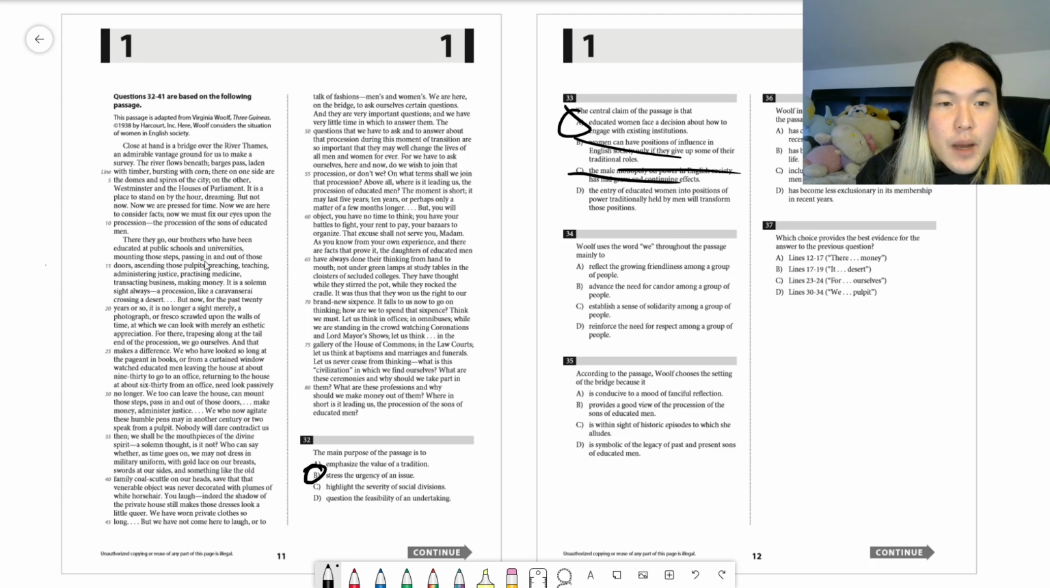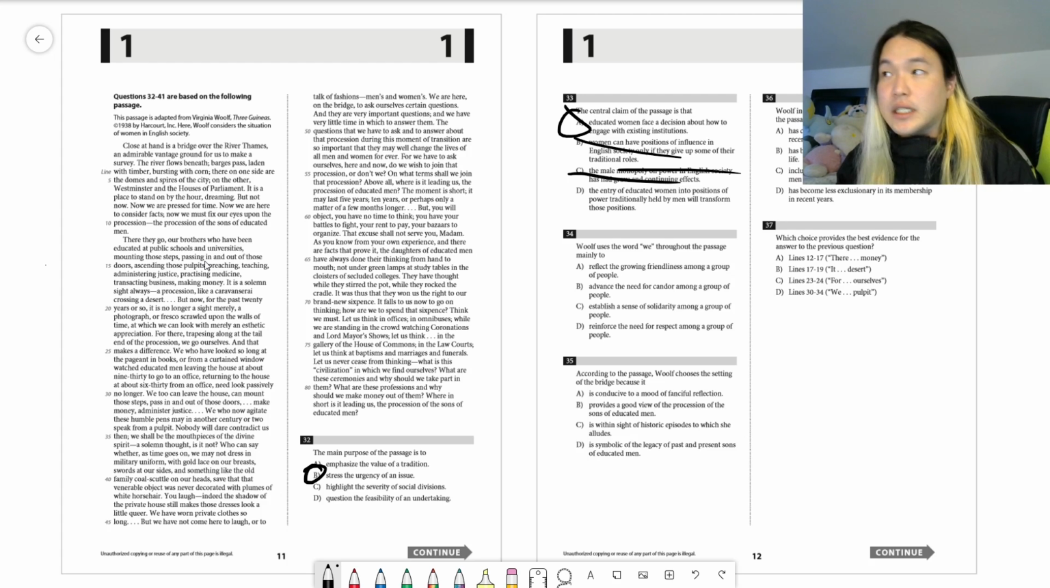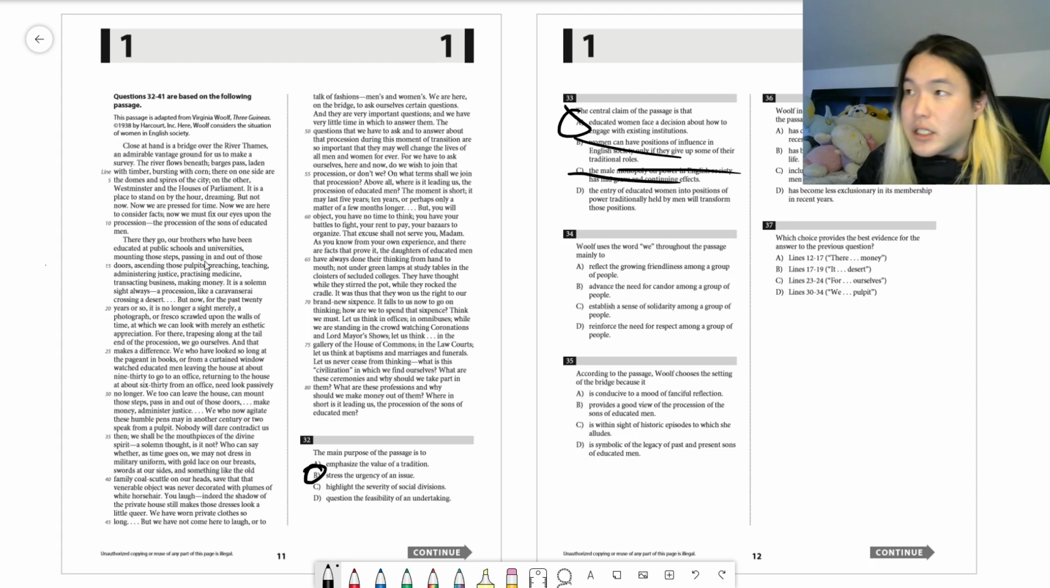The options are: reflect the growing friendliness among a group of people, advance the need for candor among a group of people, establish a sense of solidarity among a group of people, reinforce the need for respect among a group of people. Hopefully you know the definition of candor and solidarity. If you don't, definitely write that down in your notes. Candor is like honesty, and solidarity is like togetherness or brotherhood, or in this case, sisterhood. And here, she's definitely using we to build a sense of camaraderie, solidarity among the women joining the workforce in London.